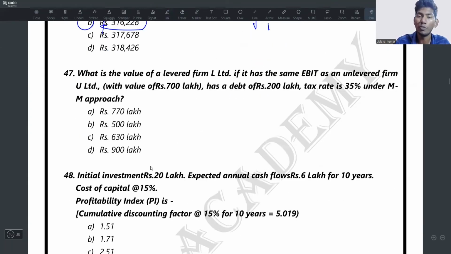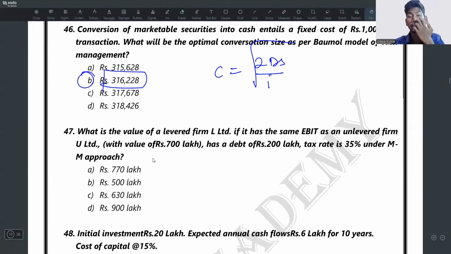What is the value of levered firm L Limited if it has the same EBIT as an unlevered firm U Limited with value of rupees 700 lakh, has a debt of rupees 200 lakh, tax rate is 35% under which approach? He is asking under which approach? Clear? So you must be able to answer all these questions. It's quite easy, I would say.